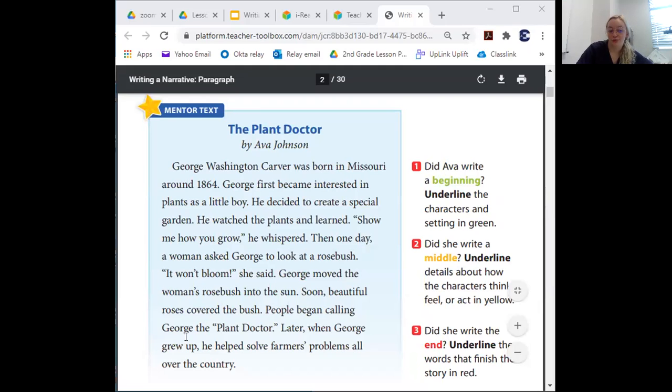People began calling George the Plant Doctor. Later, when George grew up, he helped solve farmers' problems all over the country.